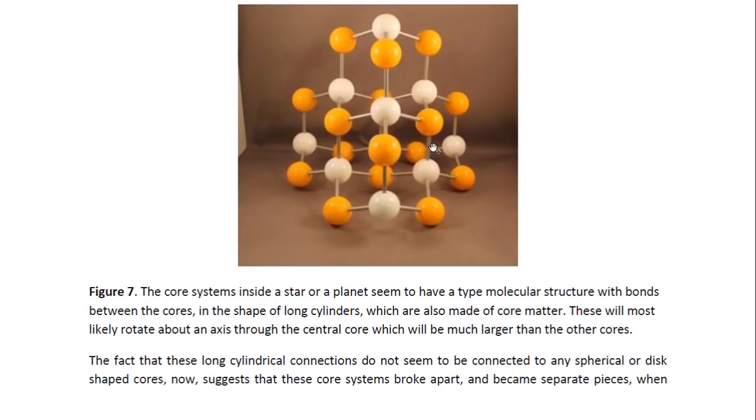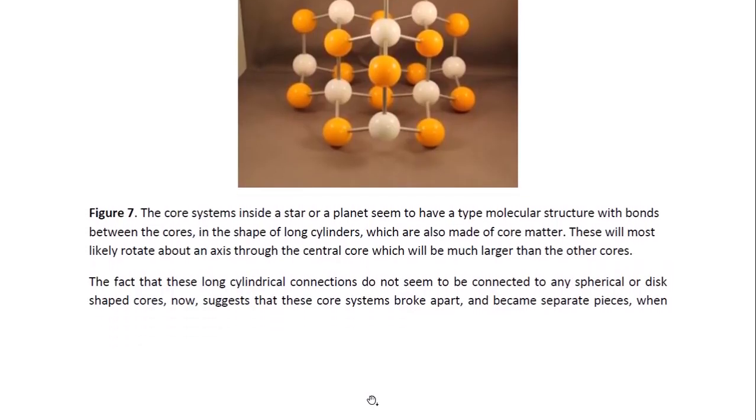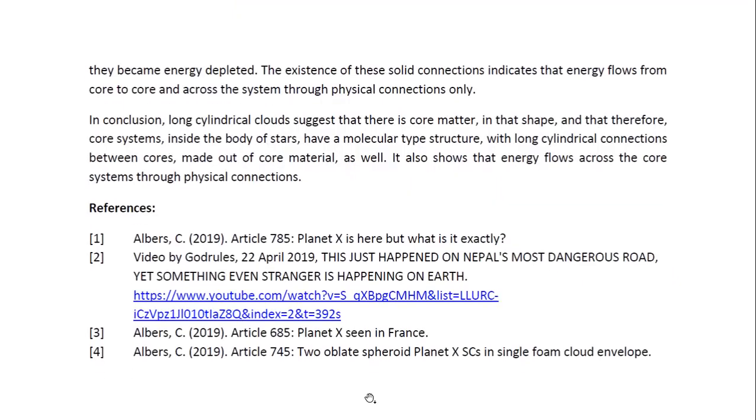Somewhat like the type of thing we see here. This is a molecule model, which shows what molecules look like. But it seems that we have this inside of stars and planets as well. So the fact that these long cylindrical connections do not seem to be connected to any spherical or disc-shaped cores now, they come in as single objects into the Earth's atmosphere, suggests that these core systems broke apart and became separate pieces when they became energy depleted.